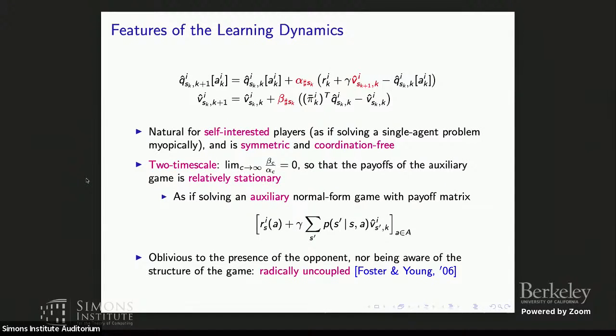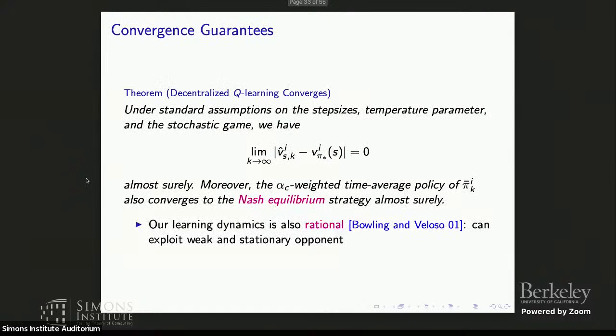This is something called radically uncoupled. It's one of the most challenging learning scenarios in learning games. And we show that this kind of decentralized Q-learning converges to a Nash equilibrium. We also show that this learning dynamics is rational, in the sense that if the opponent is adopting some stationary strategy, our learning dynamics can converge to the best response to that.